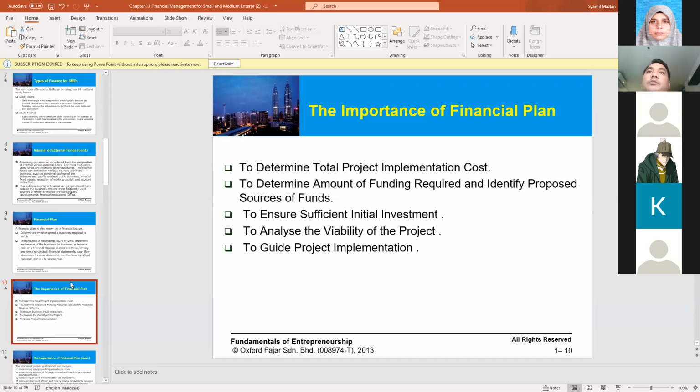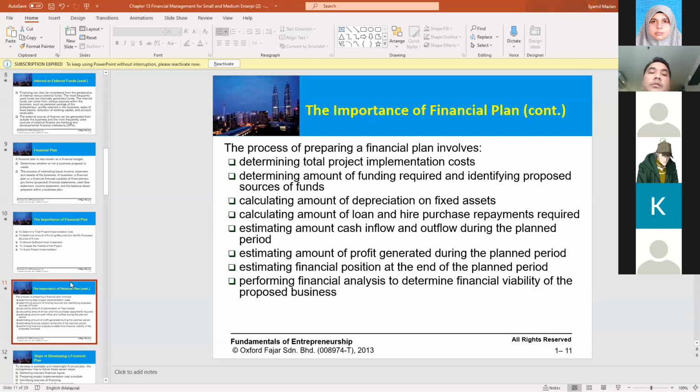Then determine the amount of funding required. For example, if you want to buy a PS5 or a motorcycle, you think about which source of fund you should find. Then ensure sufficient initial investment, and analyze the viability of the project. If you are buying the PS5, is it viable or not? And then get the project implemented.